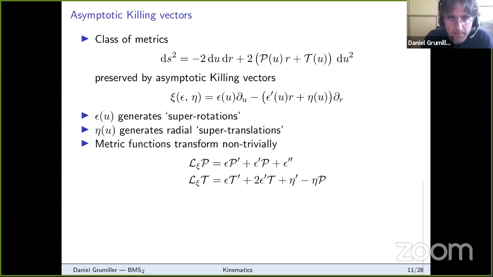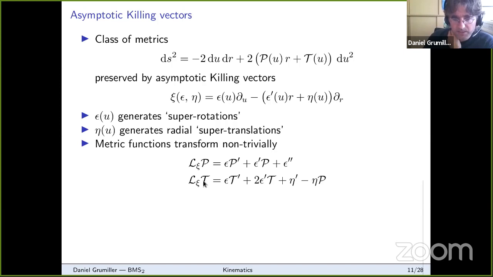Okay. Now, when you act with these asymptotic Killing vectors on these metrics, you get again metrics of this form, but with different functions p and t. And you can check how these functions transform infinitesimally, and what you find is displayed in this equation. So p transforms like a U(1) current, or like a spin-1 field. So you have epsilon p prime plus epsilon prime p plus some anomalous term.